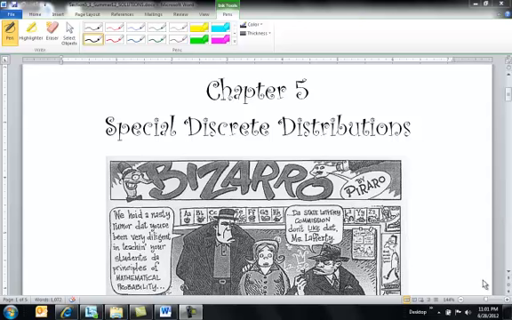Hi. You can see we're in a new chapter. There's a nice comic. And so now we talked in the previous chapter about random variables, and you were building mass functions for discrete random variables. And chapter 5 just looks at some of the special cases of the discrete random variables.